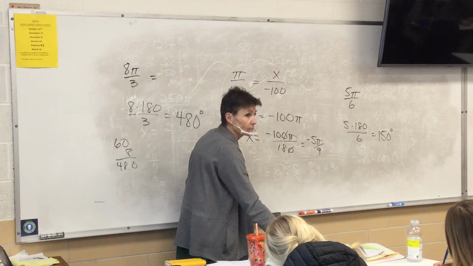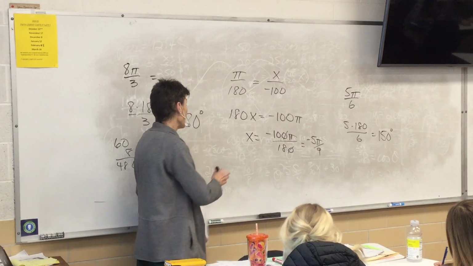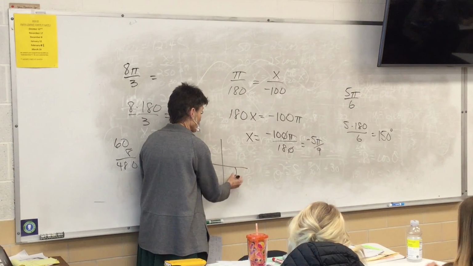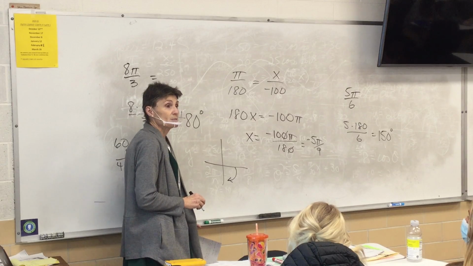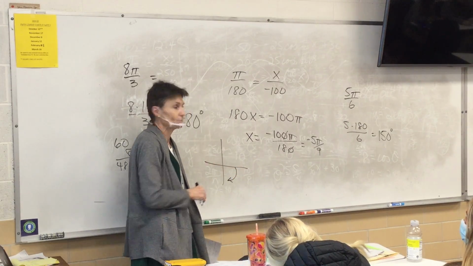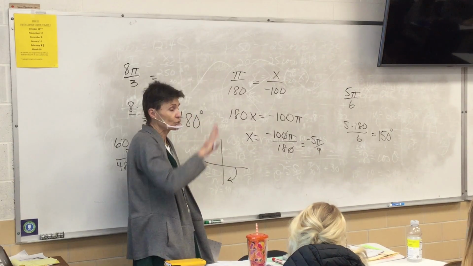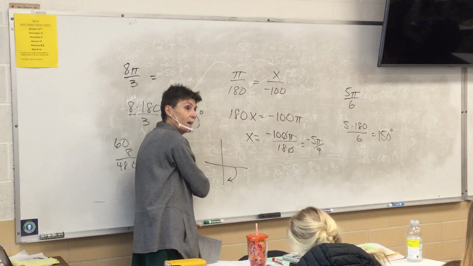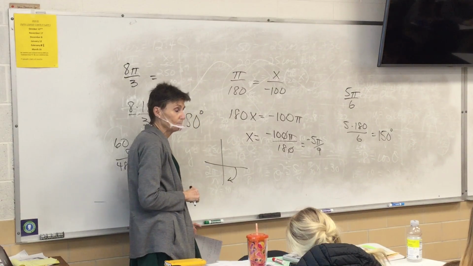Angles can be negative. It just means the rotation is this way. So you can have a negative 60 degree angle, a negative pi over 3, or negative 5 pi over 9 angle. It just means you're rotating clockwise instead of counterclockwise.